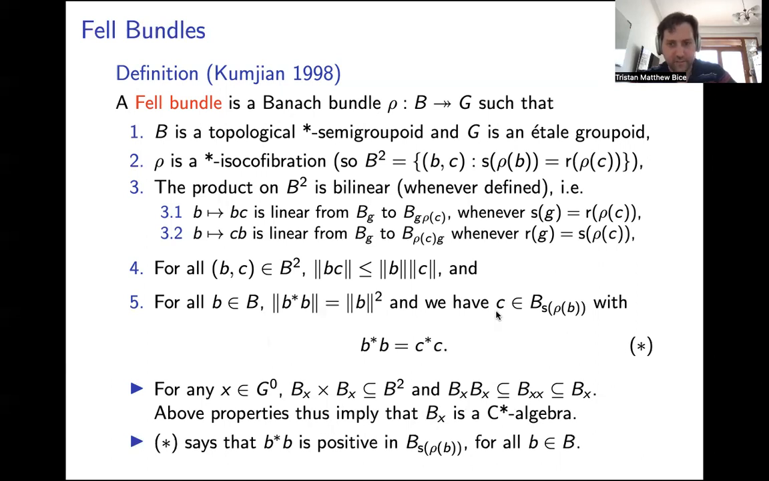You need to find some element in this particular unit fiber, which again has the same star product, C star C. It's really to ensure the unit fibers are C-star algebras, but also in a sense to ensure that even the other fibers have a little bit of a C-star algebraic character, if you like.